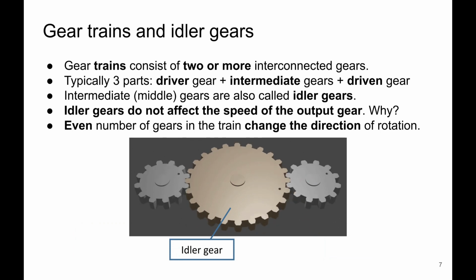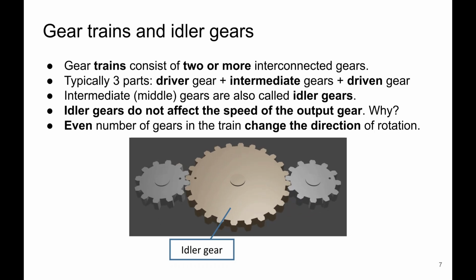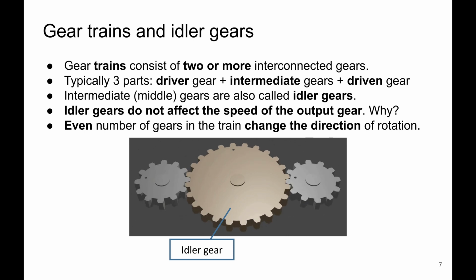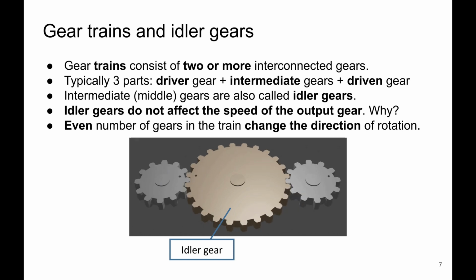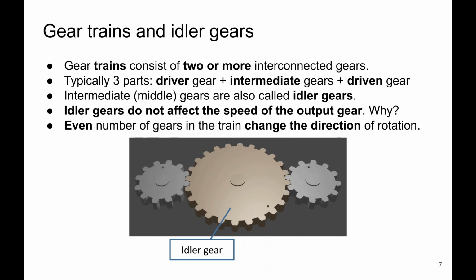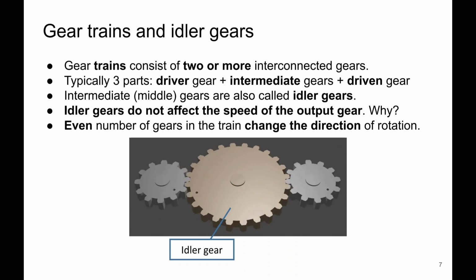A gear train is essentially a series of interconnected gears. It has to be 2 or more interconnected gears. There are typically 3 parts. There's the driver gear, as we know, which is where the effort is being applied. There's the driven gear, which essentially forms the load. And there are intermediate gears, which are sometimes called idler gears. Idler gears do not affect the speed of the output gear.